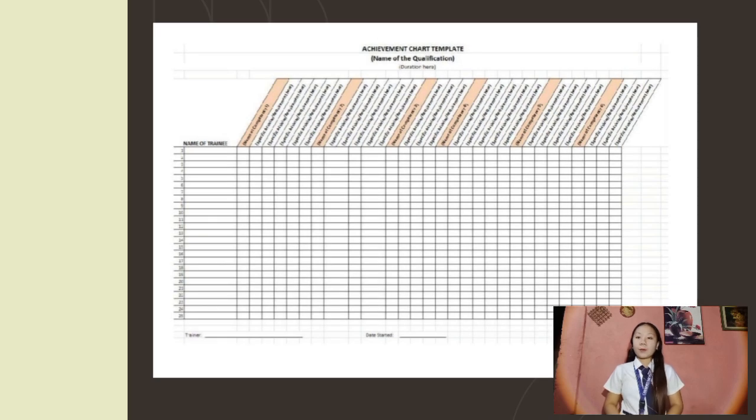Overall, the progress chart and achievement chart share similarities in their guidelines, such as where to place the qualification title, duration, and the names of trainees. However, they differ in the information they display. The progress chart lists the units of competency in a column at the top, followed by the learning outcomes, while the achievement chart presents the units of competency and the training activities required to achieve the learning outcomes.